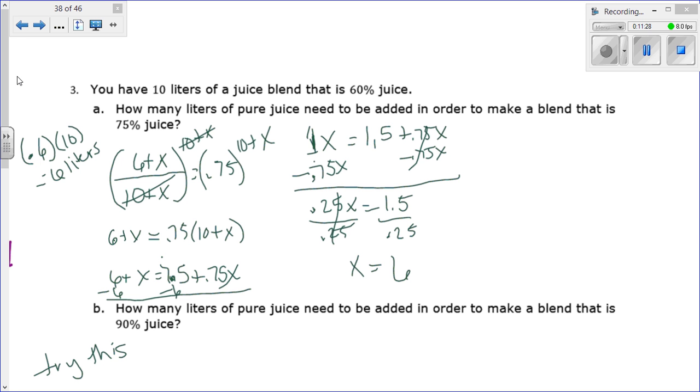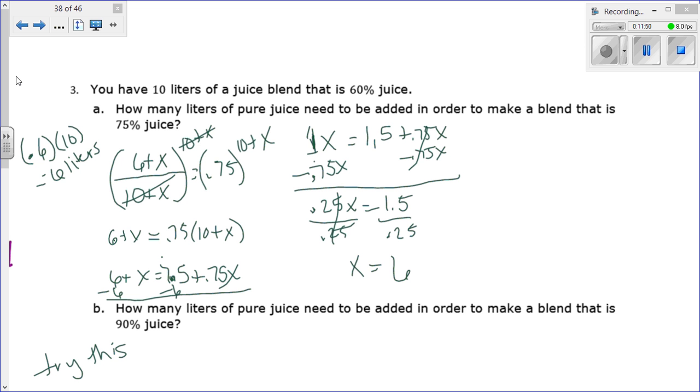And this is just like that first problem we did with tennis. We're going to add x to both the numerator and the denominator and set it equal to my percentage, which is 0.75. Multiply by common denominator, which is 10 plus x. And when I do that, I get 6 plus x equals 0.75 times 10 plus x.